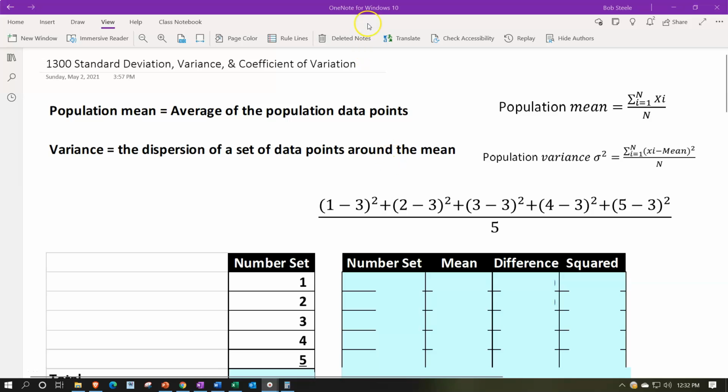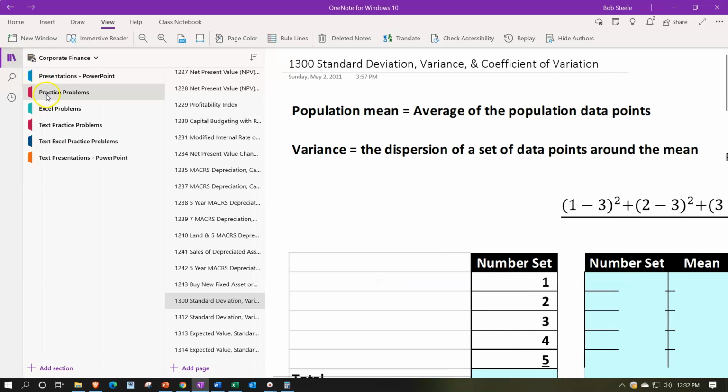Here we are in OneNote. If you have access to OneNote and would like to follow along, you're not required to, but if you would like to, we're in the icon on the left-hand side. We're going to be in the Practice Problems tab, then in the 1300 Standard Deviation, Variance, and Coefficient of Variation tab. Also note, when using OneNote, look at the Immersive Reader tool.